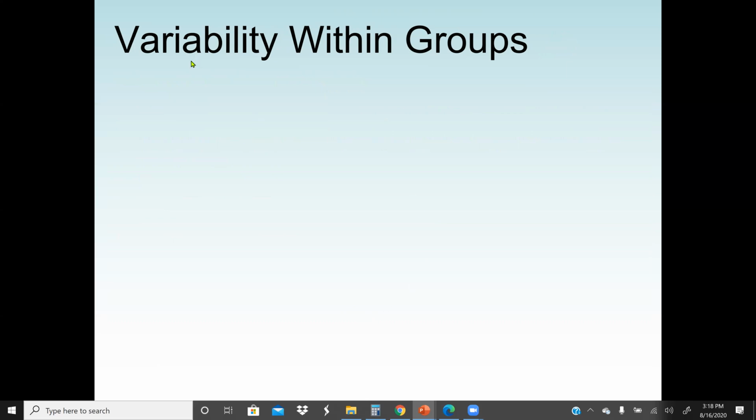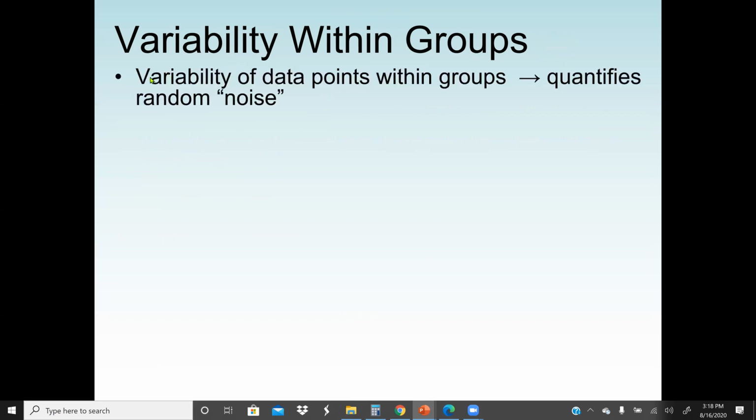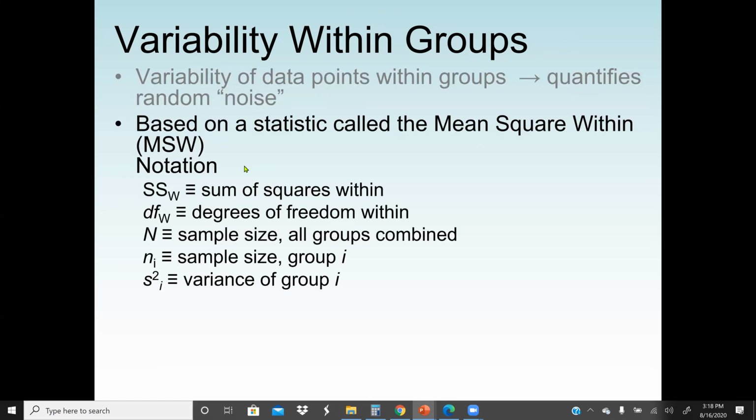Next, we're going to talk about within groups, the variability within groups. Here we say the variability of data points within groups can quantify the random noise. This is based on a statistic called the mean square within, MSW. Previously it was MSB, between, and now within. So these are the notations. The sum of squares within will be SSW. Degree of freedom within will be DFW.